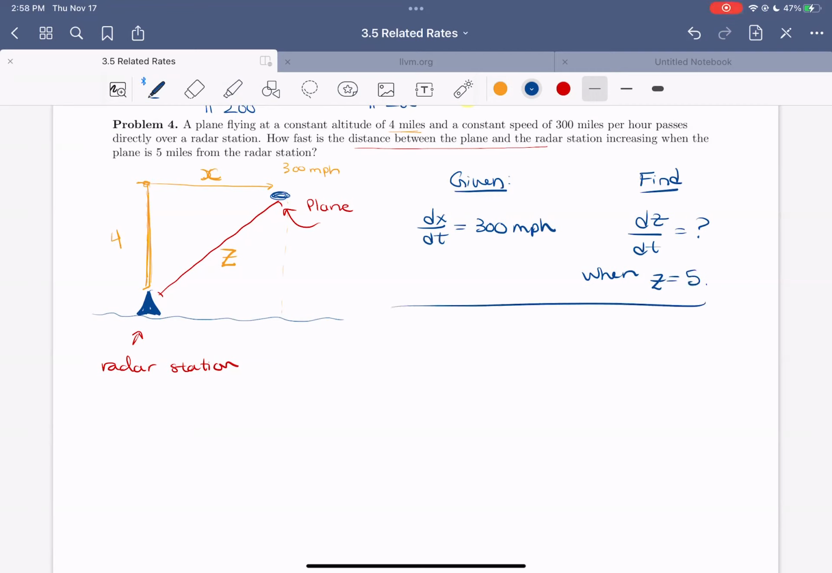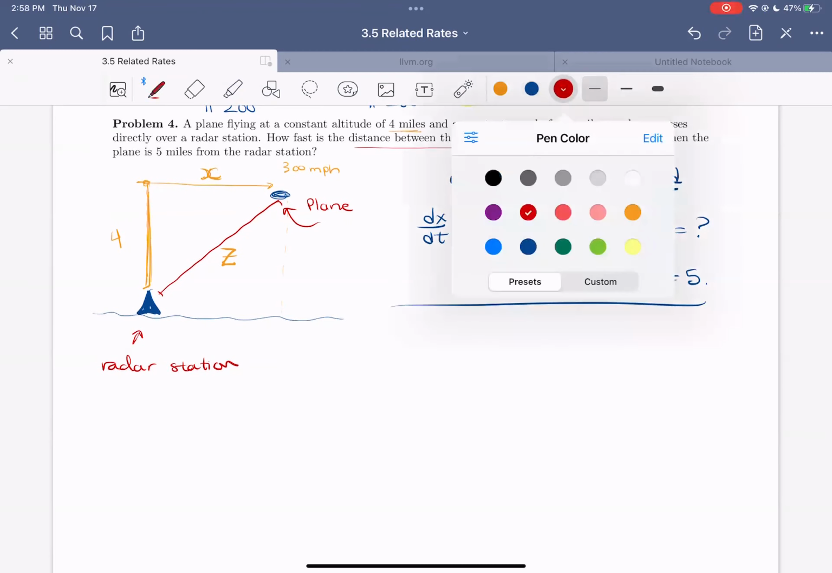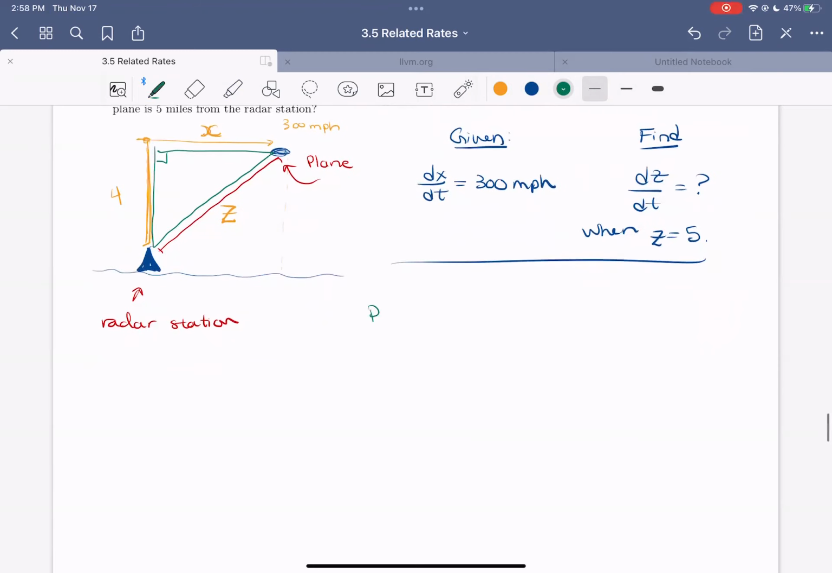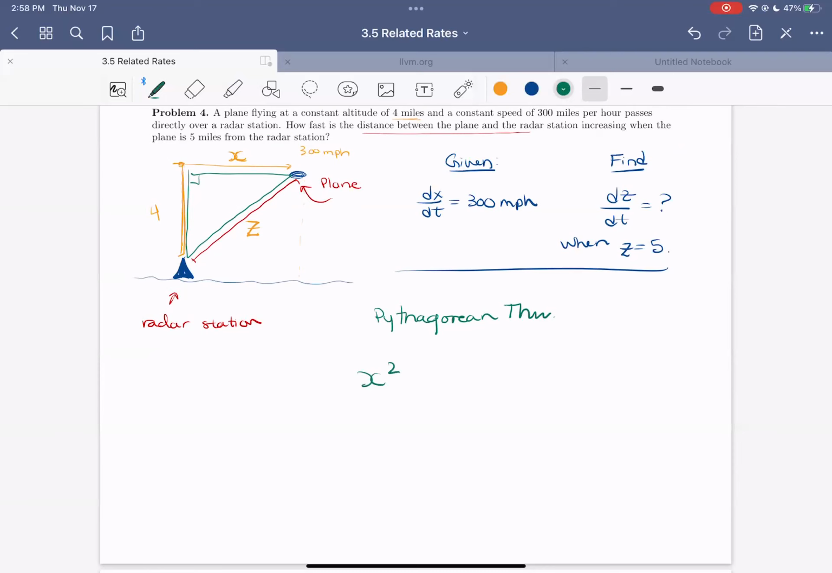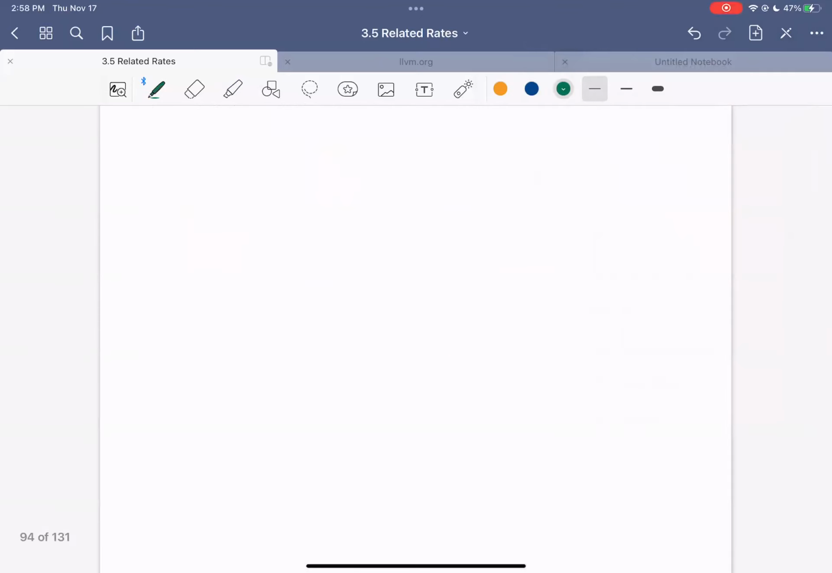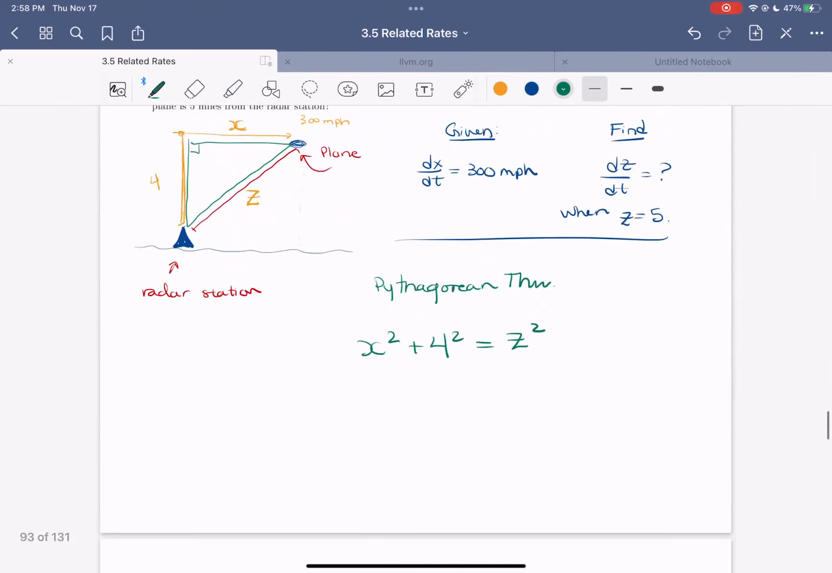So now let's go ahead and set up an equation between the Z and the X. So we see here that what we've drawn is a triangle, a right triangle. So we can use the relationships between the side lengths of a right triangle, often called the Pythagorean theorem, to relate those quantities. So we know that x squared plus 4 squared equals z squared. So that's the equation that we want to start with.